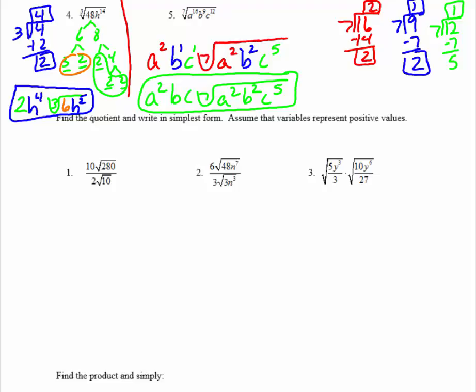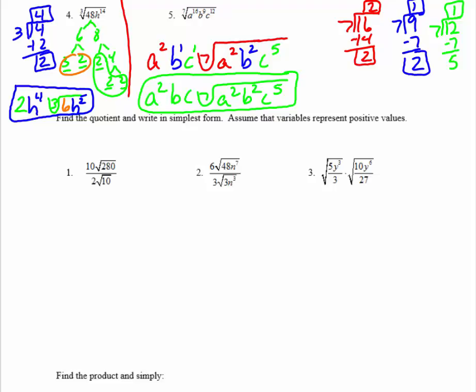Find the quotient and write in simplest form. Assume that variables represent positive values. Number 1, 10 times the square root of 280, all over 2 times the square root of 10. First question would be, can I reduce the 10 and the 2? And the answer is actually yes.